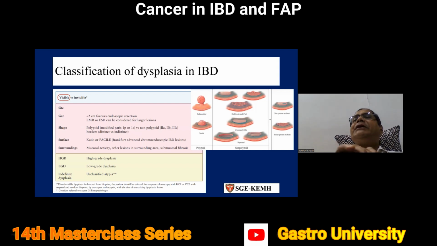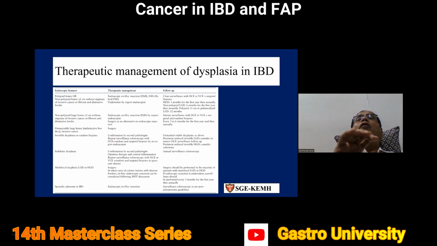As far as the shape is concerned, as shown in the diagram, you get these different shapes, and each shape has a therapeutic implication of what you should be doing. Besides this, you also would want to know the degree or severity of dysplasia, whether it is high-grade dysplasia, low-grade dysplasia, or unclassified atypical. Now, what do you do once you know that there is a dysplasia?